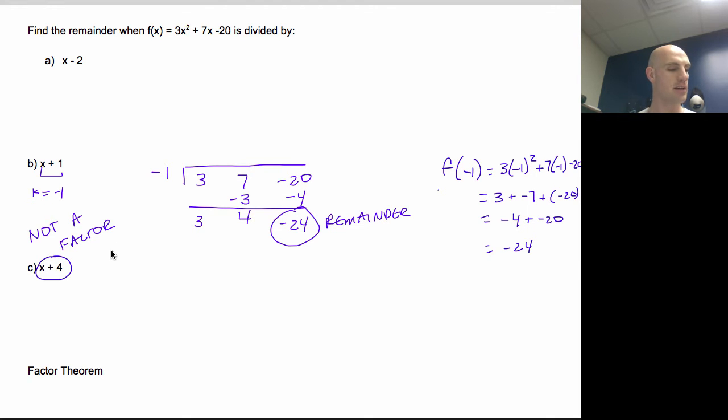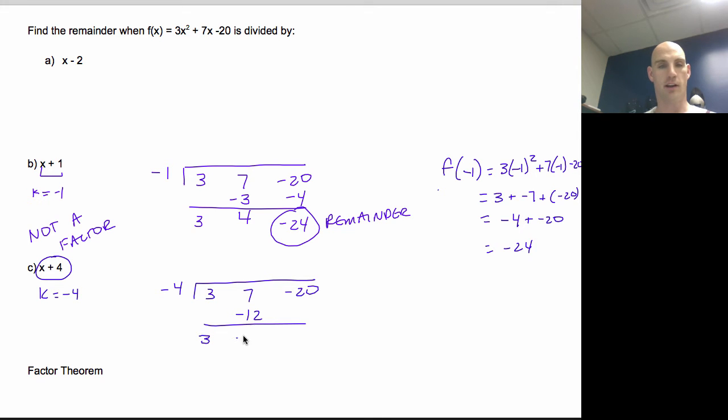All right, so with x plus 4 as a factor, k is equal to negative 4. When I do my synthetic division here, and again, you don't have to do this once we've established that the remainder theorem works, I'm just showing you some extra examples of synthetic division and how it ties together. If I bring down my 3, I've got negative 12, negative 4 times 3. When I add 7 minus 12, I get minus 5. Negative 4 times negative 5 would be positive 20. And when I add, I get 0.